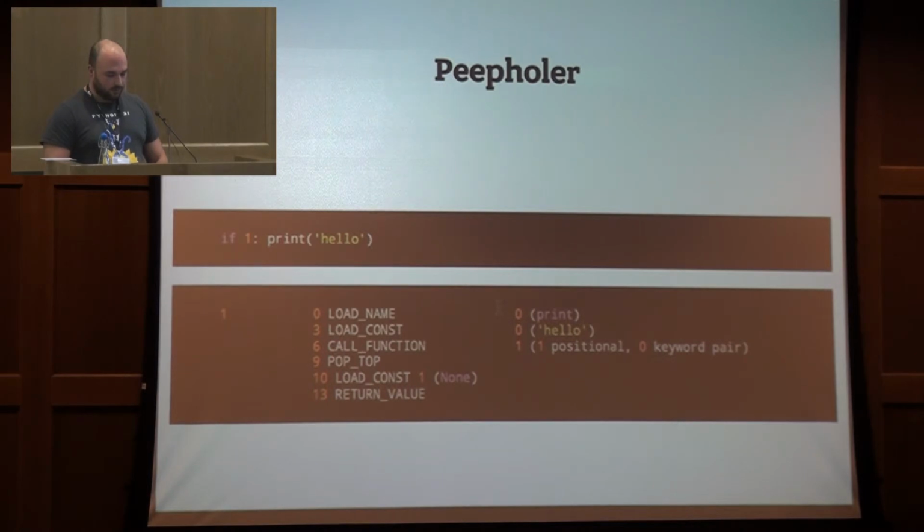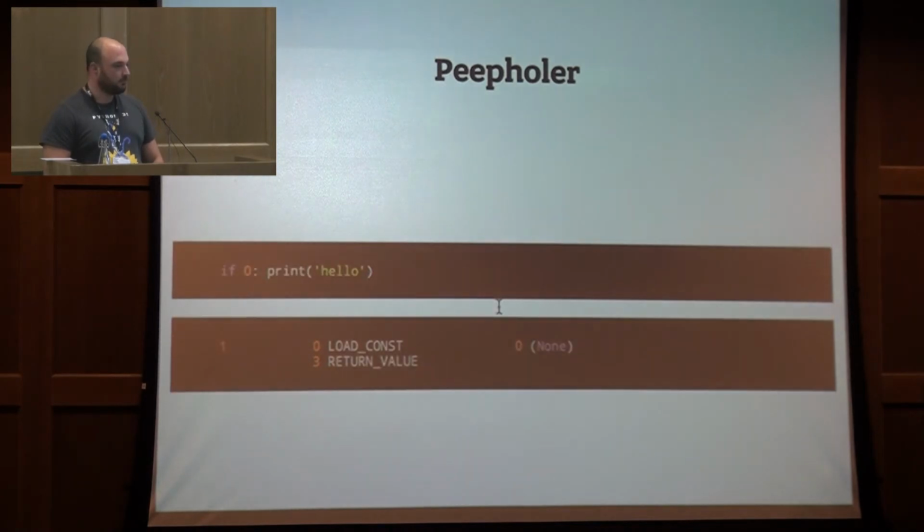But what happens if it is equal to 0? Nothing. We remove the code. It's a dead branch. Okay? It's a small optimization of the Peepholer with the compiler.